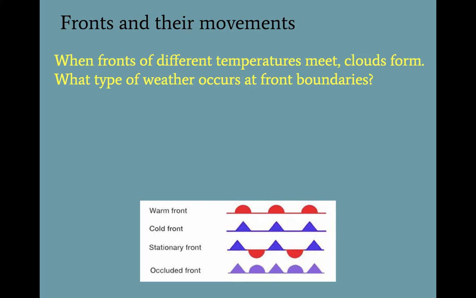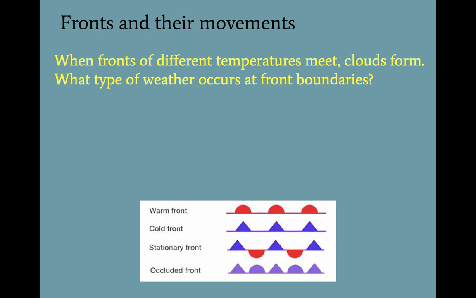Right, it doesn't. It's stationary, right? So what type of weather occurs at these fronts? For the most part, if you have a warm front or a cold front or a stationary front, you're getting some type of precipitation. Almost always. A cold front, because it moves so quickly, you get stormy weather. You get big clouds, you get thunderstorms, right?